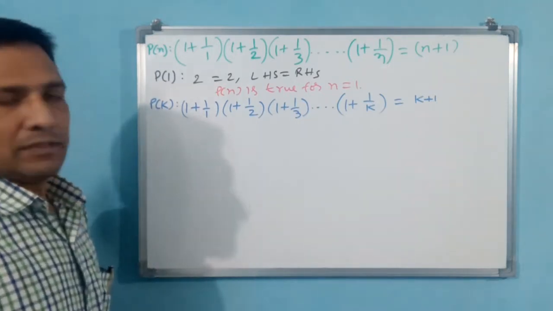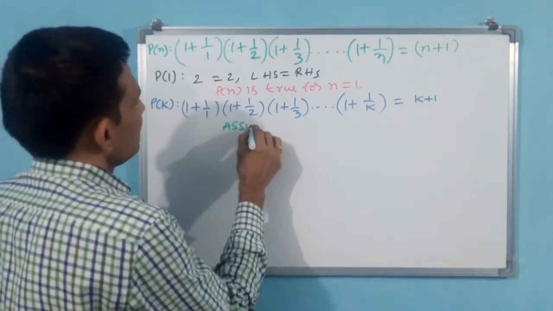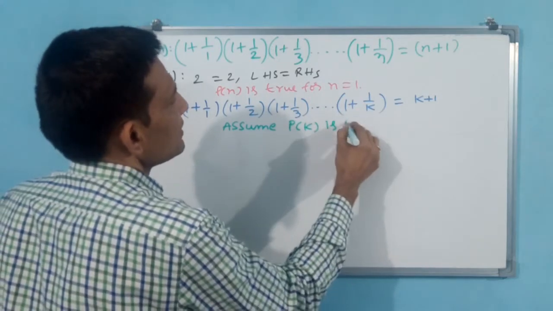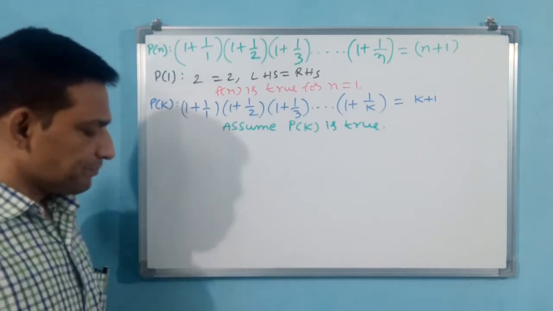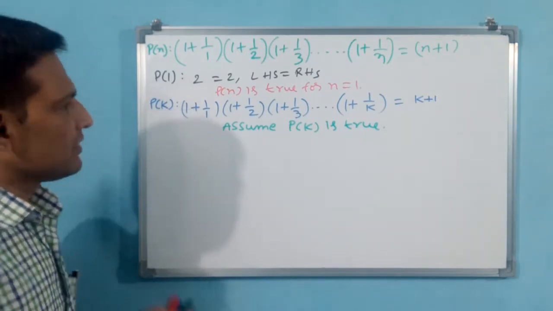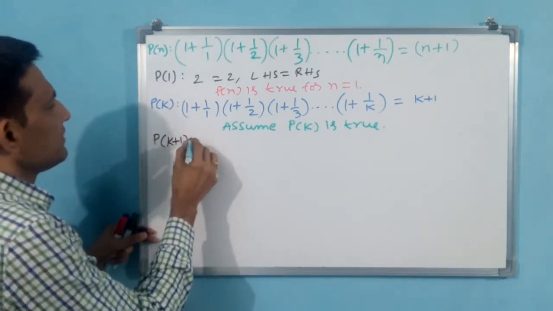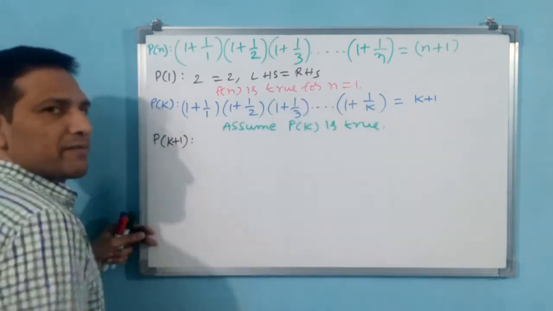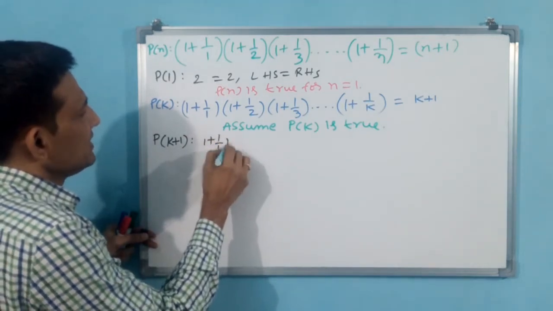Okay. Now, an important step we have to write. Which one? Assume Pk is true. Yes, write down. Assume P of k is true. Now P of k plus 1 also you have to find. You have to prove P of k plus 1. This is the final step. Okay. What you have to do? Up to Pk you go first, another one step you have to go, k plus 1.